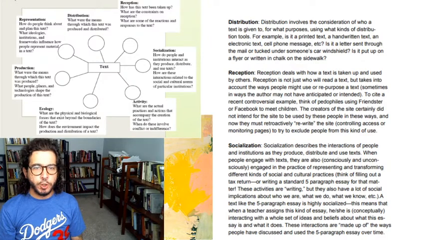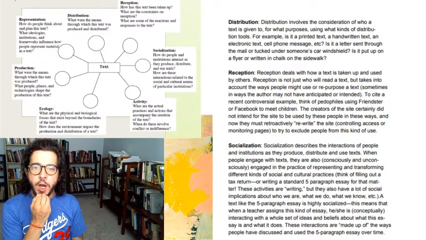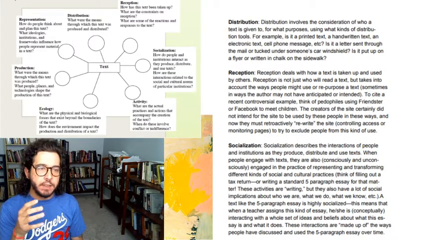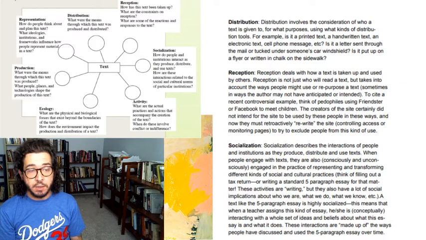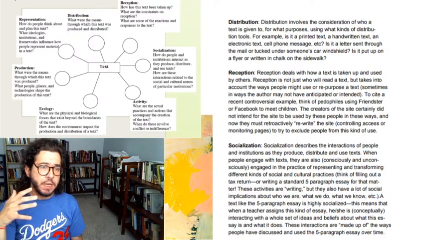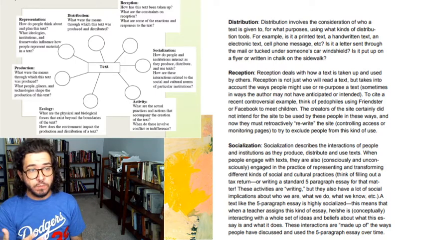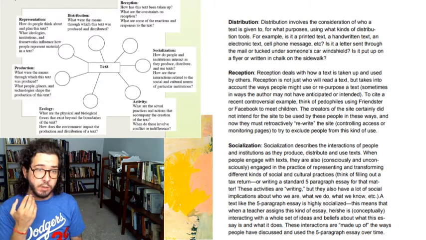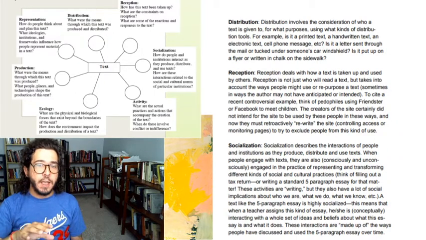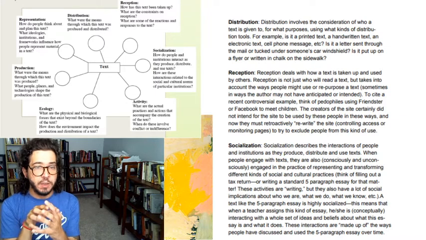So socialization is how we are engaged in the practice of representing and transforming the different kinds of social and cultural practices. So it brings into play our antecedent experience and knowledge and the antecedent world, the world that we're entering, the environment of the world that is making us make this thing. So it's the introduction of a new environment to the overall world and how that comes to be.